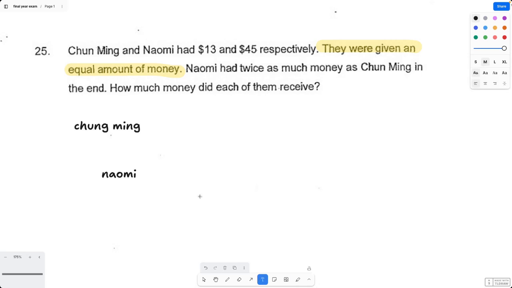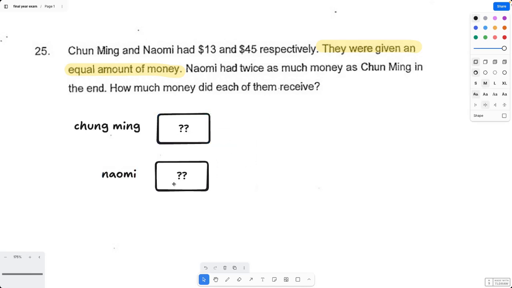What I want is this. So we have an equal amount of money for both Chongming and Naomi. And we also know that each of them at first had $13 and $45. So if I put this over here, 13, can I type down dollars 13?